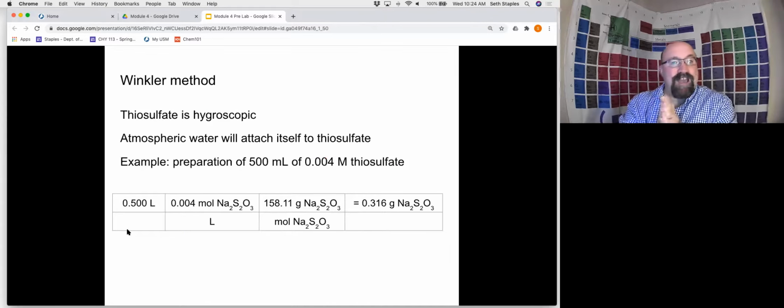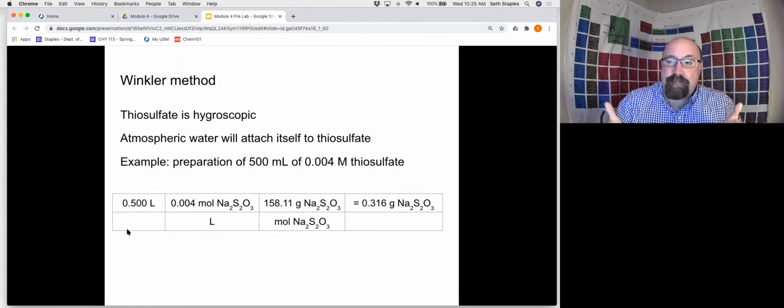It turns out that thiosulfate is what we call hygroscopic. It means water molecules love it. You get a sample of thiosulfate out, and water molecules that are around, even in the atmosphere, are just going to attach themselves onto the thiosulfate. And so that presents us with an issue that we have to overcome.